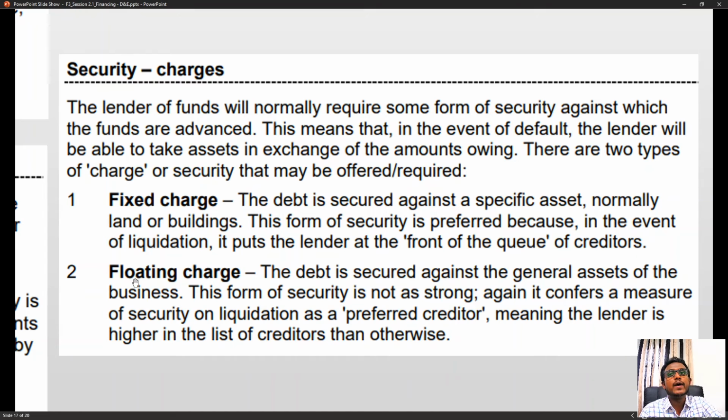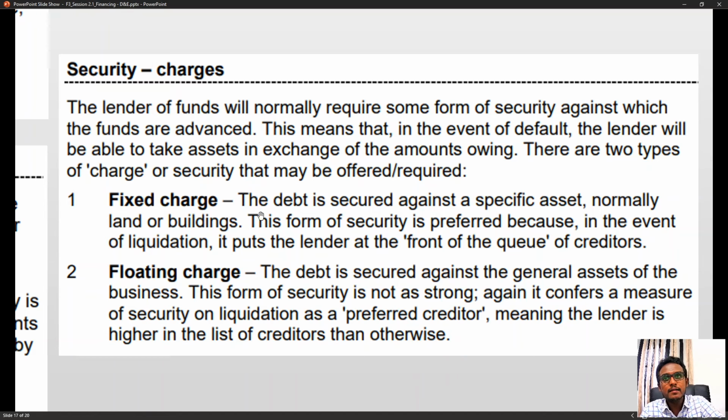Whereas a floating charge is where the debt is secured against the general assets of the business. This form of security is not as strong. Again, it confers a measure of security on liquidation as a preferred creditor, meaning the lender is higher in the list of creditors than otherwise.